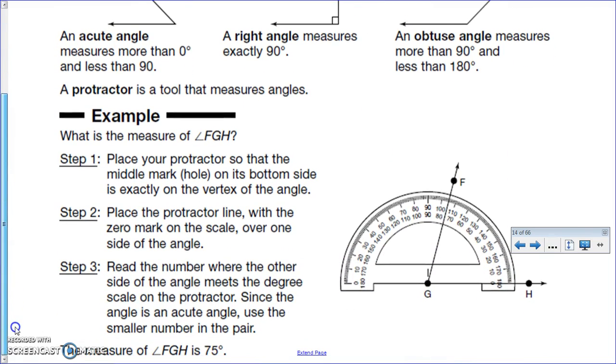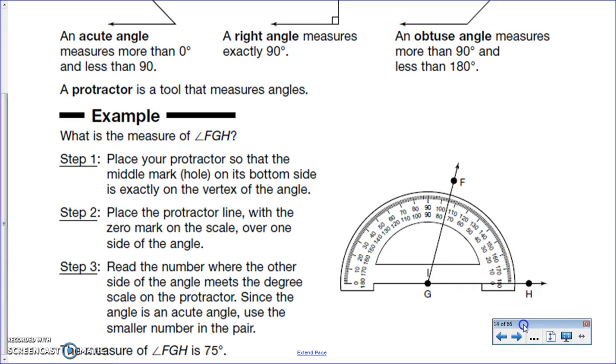Example: what is the measure of angle FGH? Step 1, place your protractor so that the middle mark or hole on its bottom side is exactly on the vertex of the angle. So you should see a little circle in the middle that you can use to line that up. Step 2 is to place the protractor line that comes off of the 0 mark over one side of the angle.